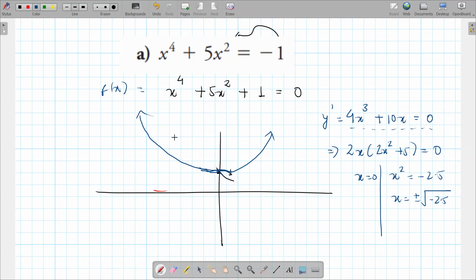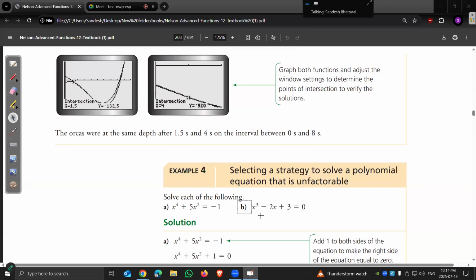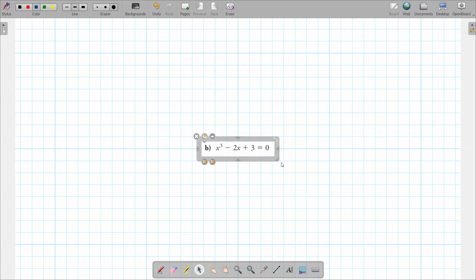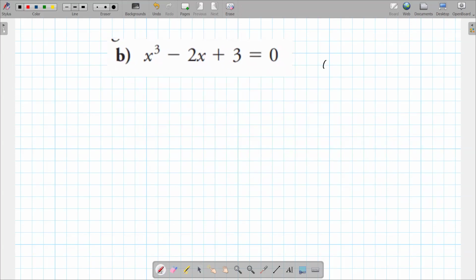Did that make sense? This one was harder because we could not find any factors. So we could not factor, so graphing it is going to be more difficult. Let's try this next one. So the possible a values here are what?